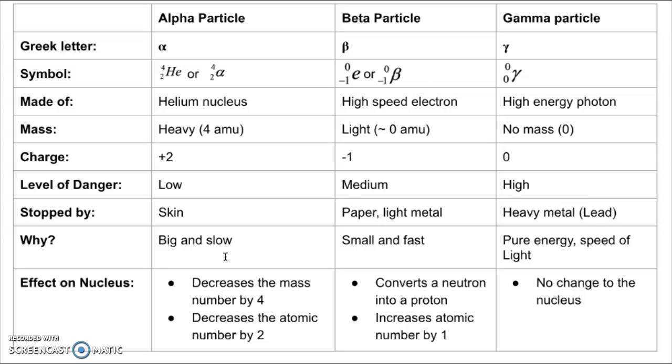When it undergoes radioactive decay, my element that I start with is going to decrease by 4 for the mass number, and my atomic number is going to decrease by 2.